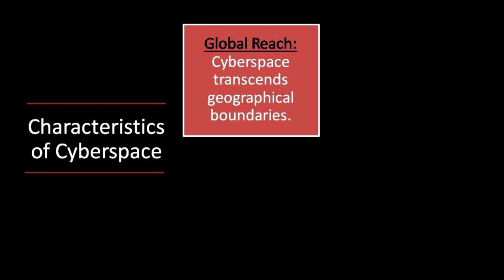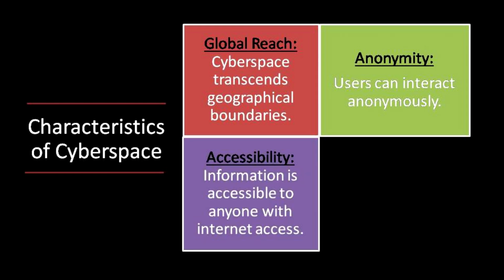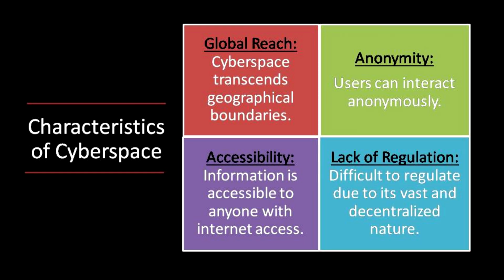Characteristics of cyberspace: it has a global reach. Cyberspace, of course, transcends the geographical boundaries. Users can act anonymously. Information is accessible to anyone with internet access, and it is difficult to regulate all these activities due to the vast and decentralized nature of this information and communication flow. Therefore, friends, features like global reach, accessibility, anonymity, and the lack of particular fixed regulations make this space a very complex milieu to work on.